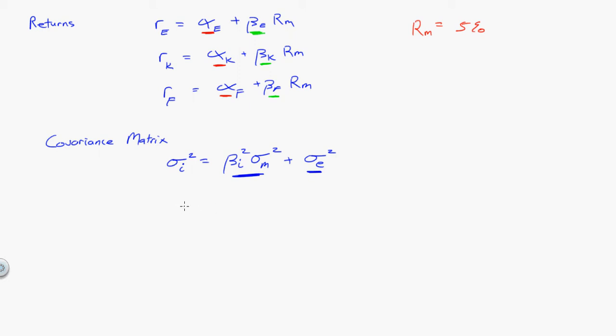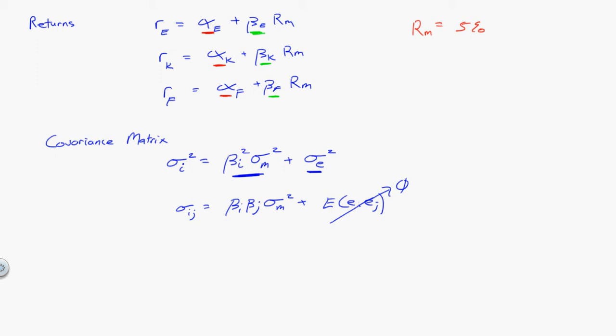Then I think the key insight, the best part about this model, the single index model, is coming up with a covariance matrix. So the covariance matrix is going to look like this. It's going to be the beta of stock I times the beta of stock J times the variance of the market plus the expected relationship between those two stocks' error terms. This is going to be equal to 0. And think about the reason for this.